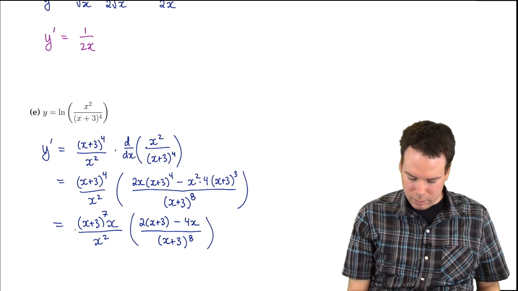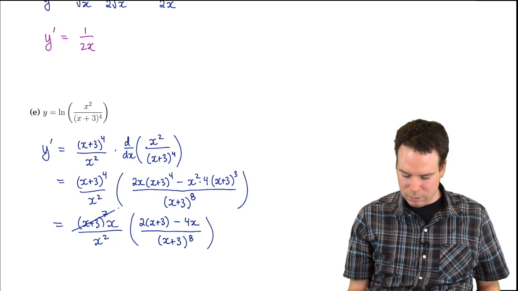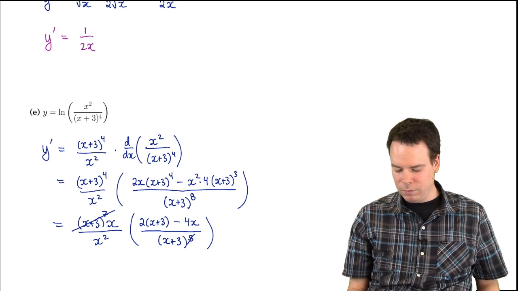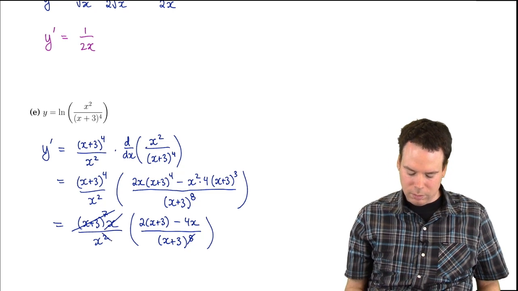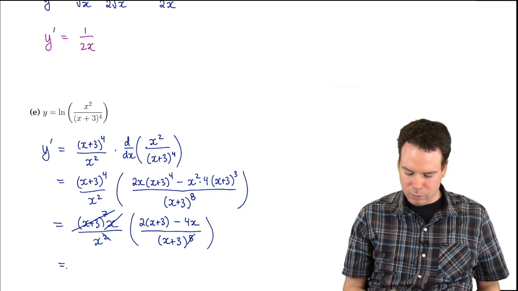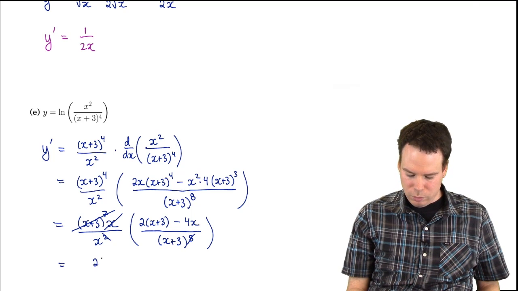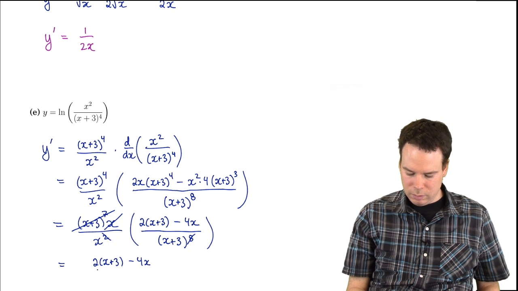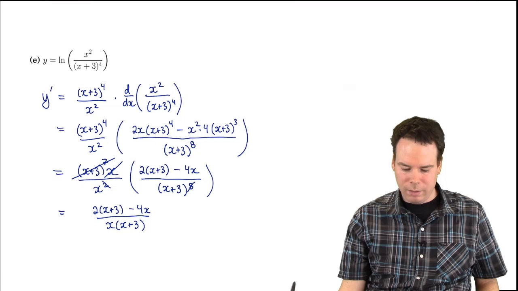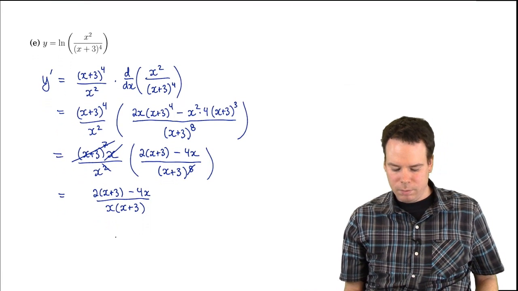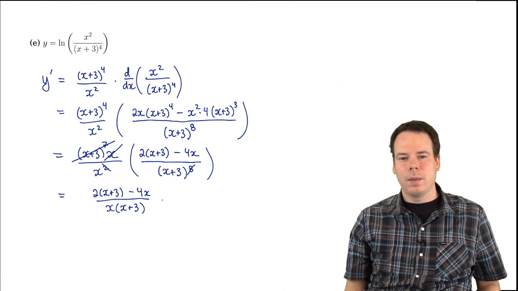And now we get lots of cancellation. x plus 3 to the 7 cancels with 7 of them on the bottom, but leaves 1 left over. There's an x that cancels off with one of them in the denominator. So what I get is 2 times (x plus 3) minus 4x, all over x times (x plus 3). Okay, so there's our derivative. Maybe we can rewrite it in a slightly different way, but the point is we've got our derivative.